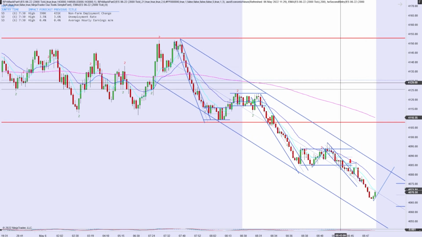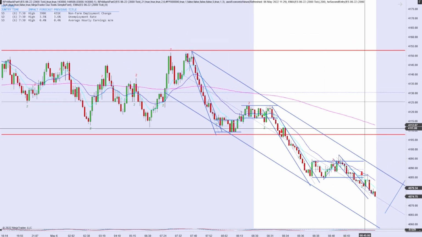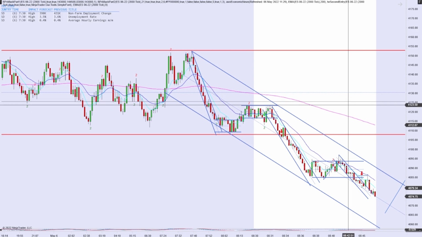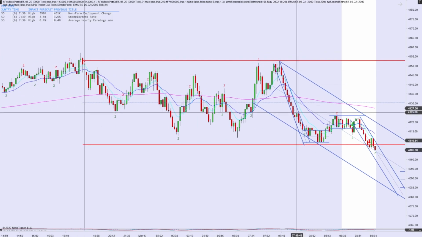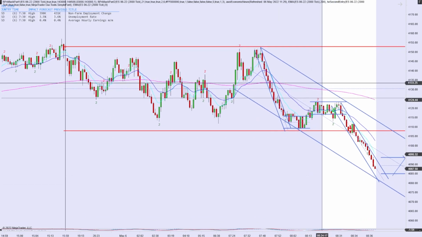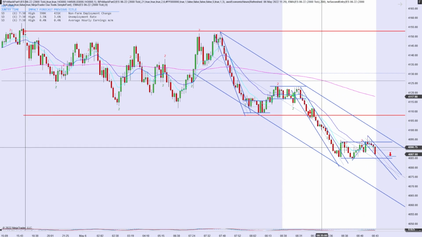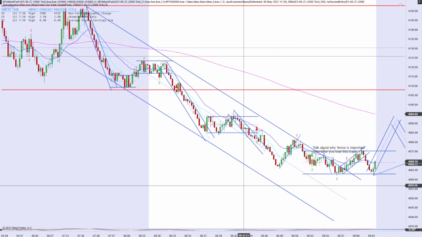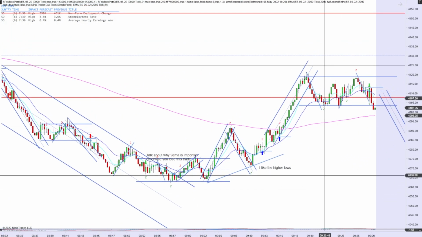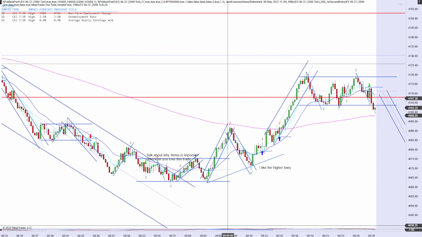Now, I got a comment yesterday talking about how I need to be marking up my charts more. Usually when I do these bar by bar analysis videos, I just wipe the chart completely and I have to remark everything, and I don't always remember everything. But during the day, I definitely mark up my charts a little bit more. And so I think today's video is going to be a little bit different.